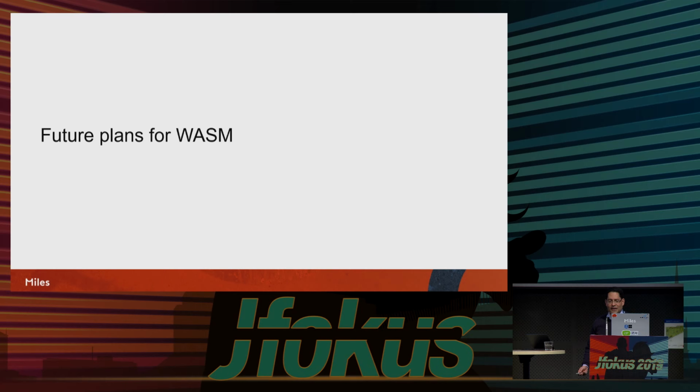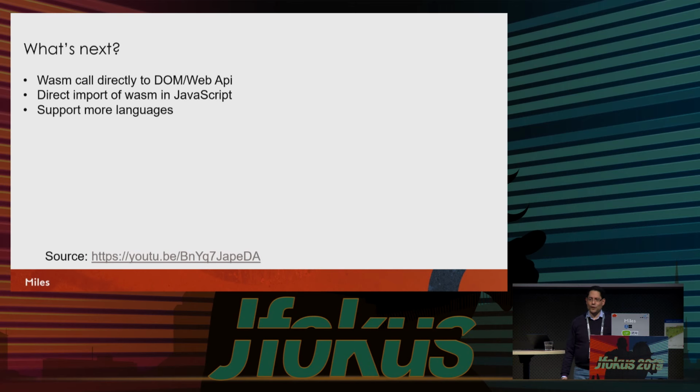So the question here is, what are some future plans for WebAssembly? I don't know if you noticed, but every time I showed you an example, I was talking about a glue file, a glue JavaScript file, which is sort of the glue between our application JavaScript and the WebAssembly. They want to get rid of that so that we can call directly from and to the WebAssembly up to the DOM, and maybe use web APIs and other stuff.